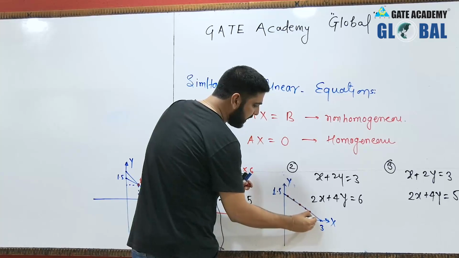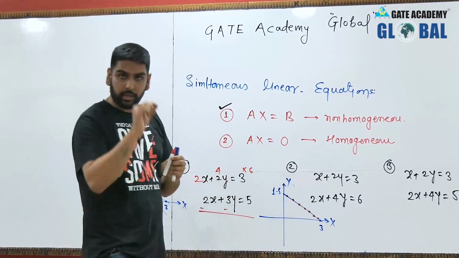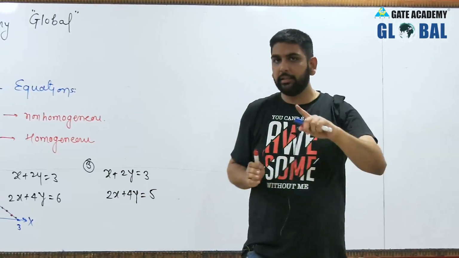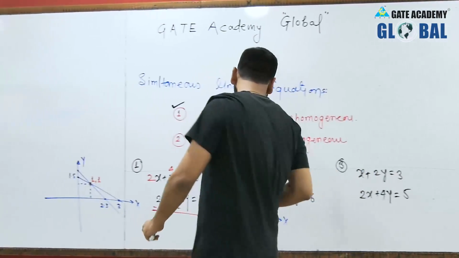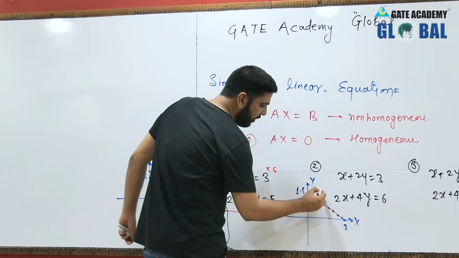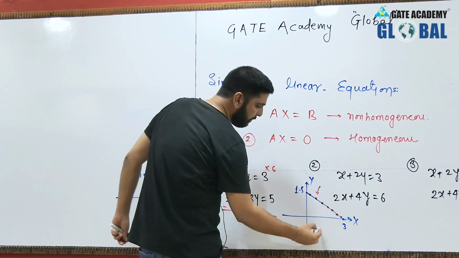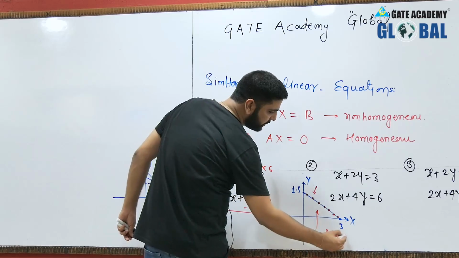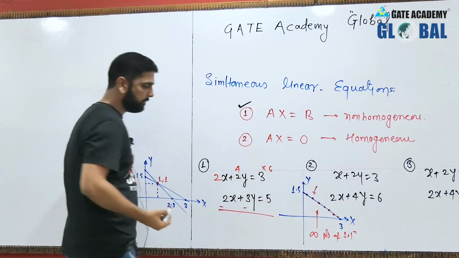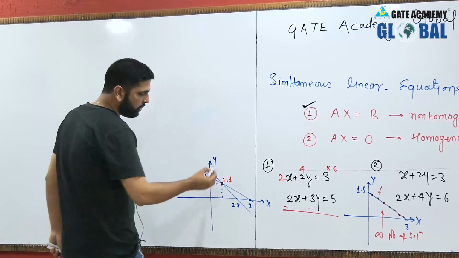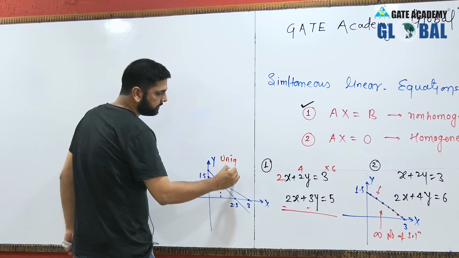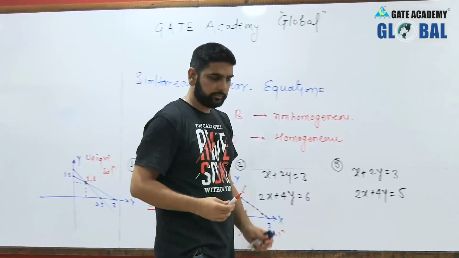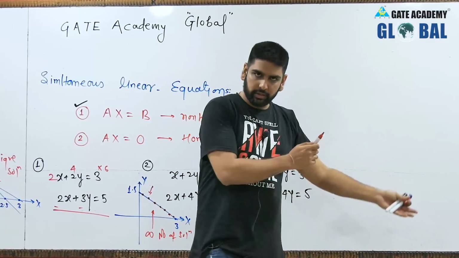The second line is the same line, so we have a collinear system, that means two collinear lines, and this is referred to as a multi-point solution, or we can say infinite number of solutions. In the single intersection point case we have a unique solution. Then how is it related with the rank? We will discuss this further.